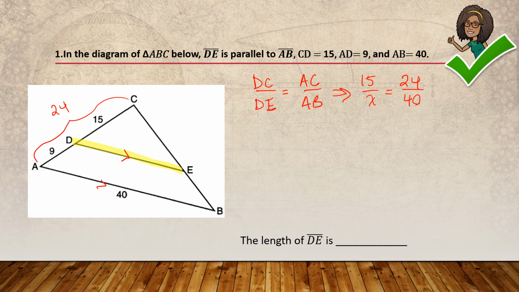So now we just crisscross applesauce. So when I do that, I have 24x, and that's equal to 600. We divide by 24, and we get x is equal to 25. So the length of DE is 25.